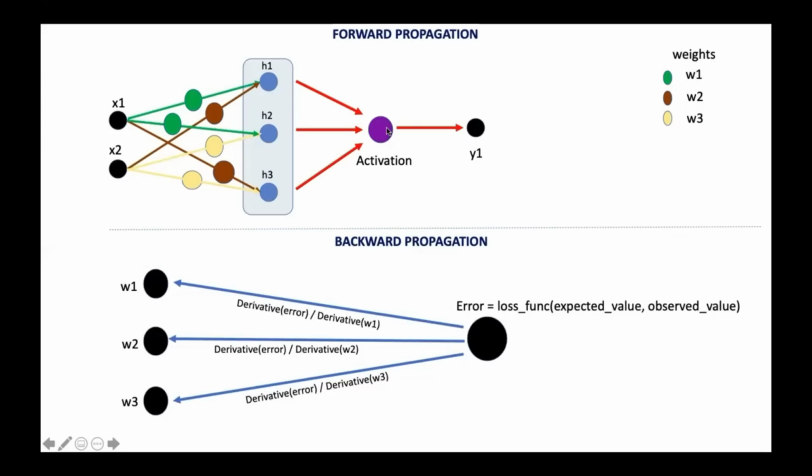Suppose you're performing cat versus dog binary classification, then the activation function will be responsible to segregate the classes based on the probability score and provide the output at the layer accordingly.